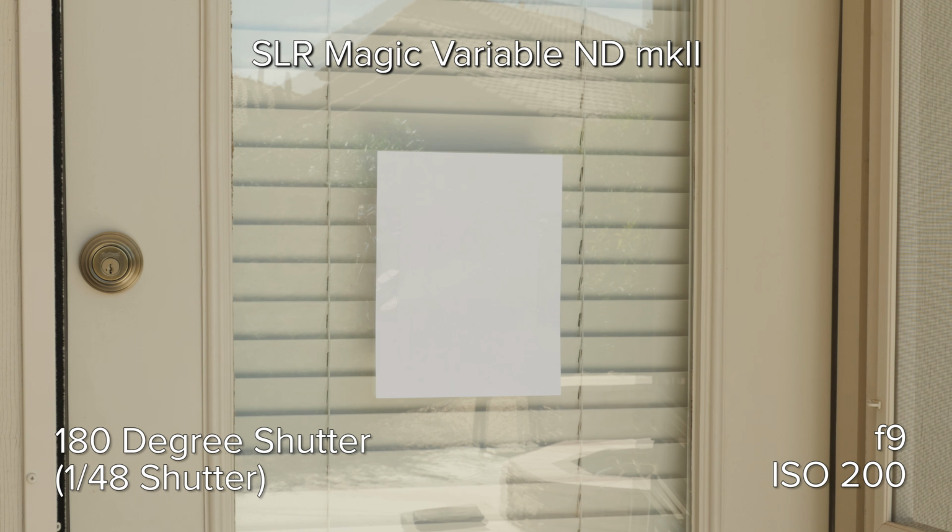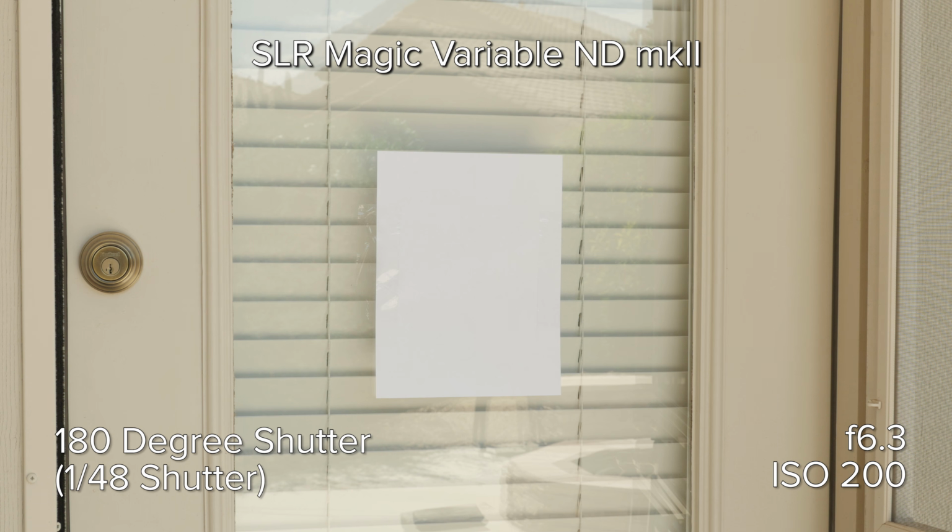Now using the SLR Magic Variable ND, you can see that it's maybe a tad bit warmer, but this is certainly well within the realm of good, acceptable color. I'm not seeing anything here that strikes me as being distracting or bad or shifting too much one way or the other. It's very, very close to the regular lens. And this is the variable ND set at its minimum value.